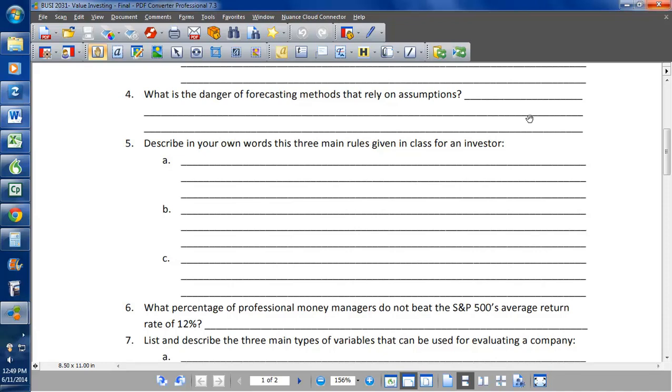Number five, describe in your own words the three main rules given in class for an investor. All right, so let me go through these real quick. There were three of them. One of them is that the market often produces extremes and variableness in its pricing that is not reflective of the actual value. So the first one is that the market often produces extremes in its prices. If we went through these three rules of an investor, the first one is understanding the market often goes through extreme highs and lows.